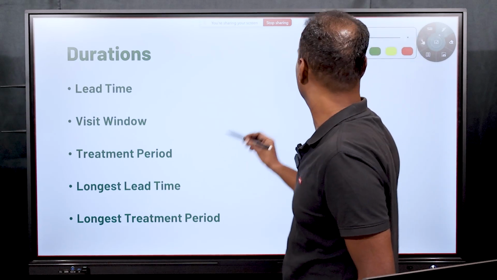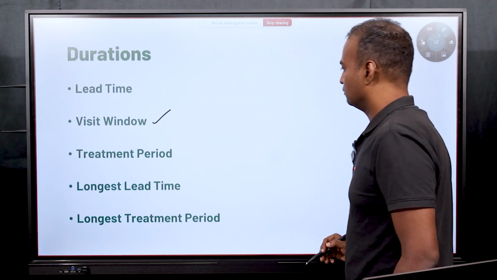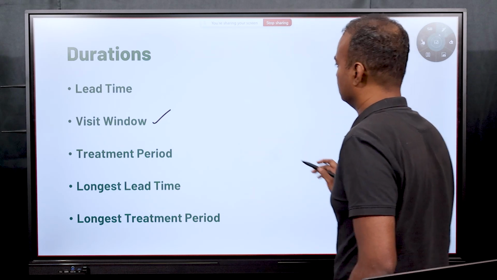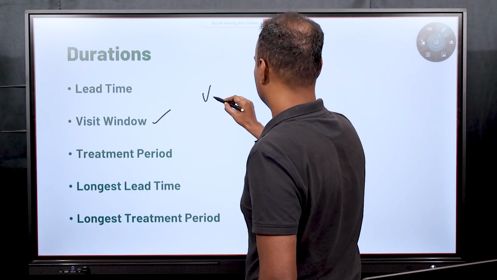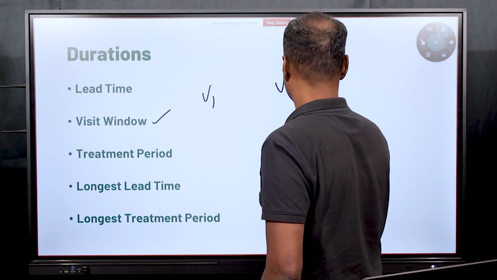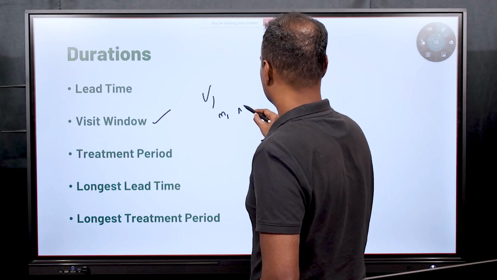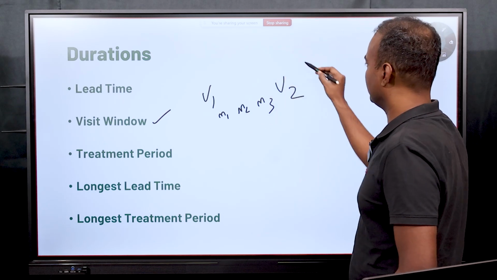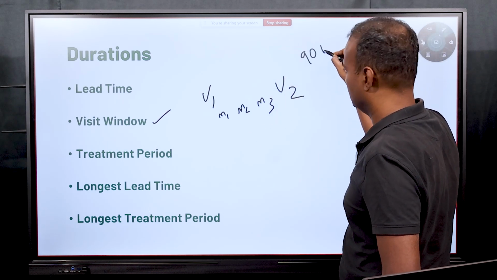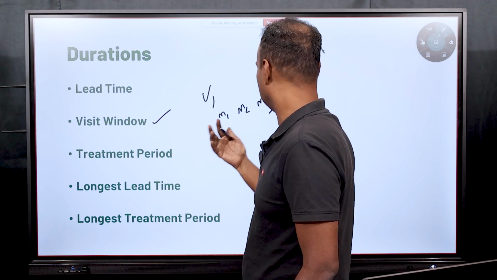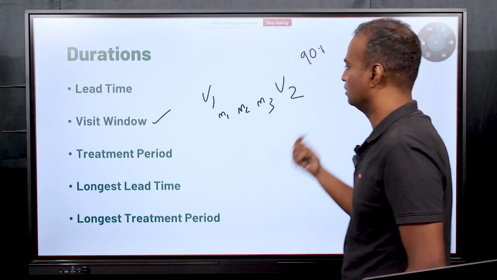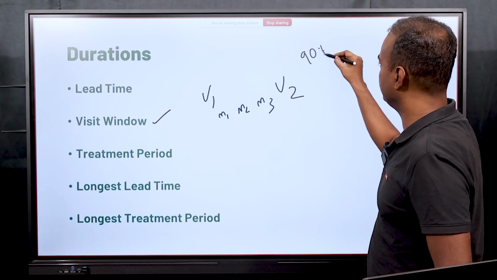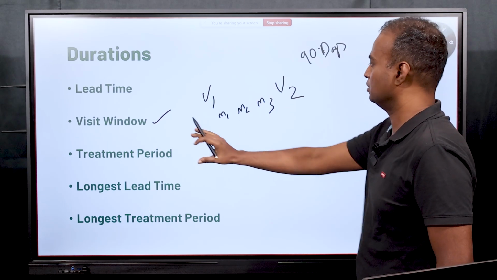Next one is visit window. For example, in this study we have a visit every 3 months, right? Visit 1 and visit 2 are 3 months apart: month 1, month 2, month 3. Here 3 months means 90 days. Visit window is simply the number of days between two visits. For example, the visit window between visit 1 and visit 2 here is 90 days. That is visit window.